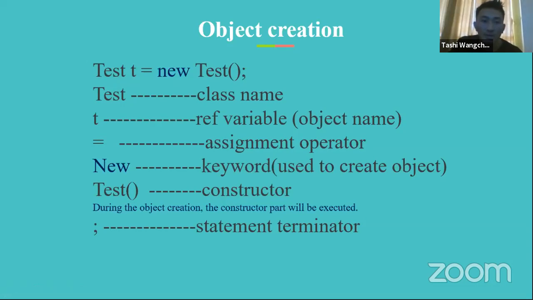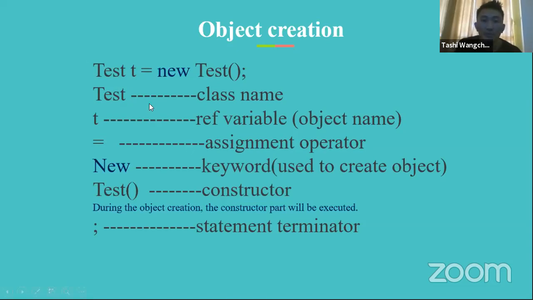Now, before, I had just highlighted that this is the object. Now we are looking at each part of the object. The first one is test, which is a class name. Then we have t, which is a reference variable. It is a variable name, and it can also be known as the object name. Now, equal to is the assignment operator.